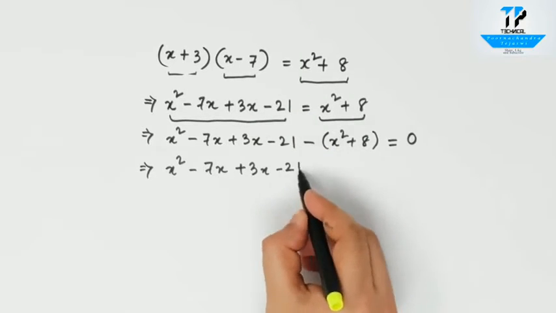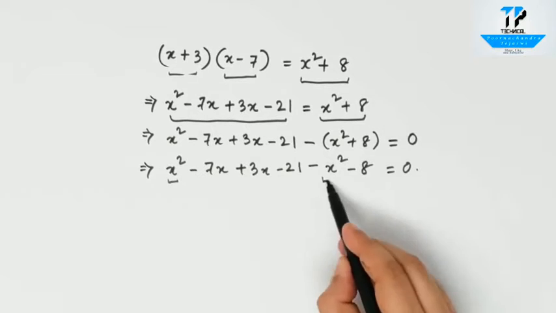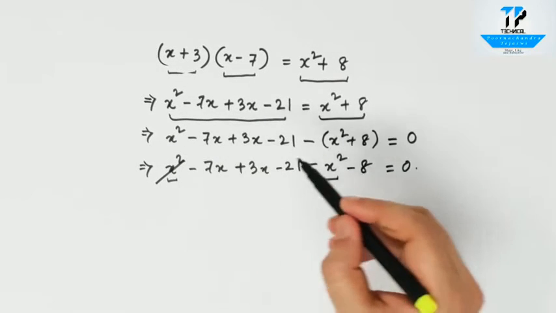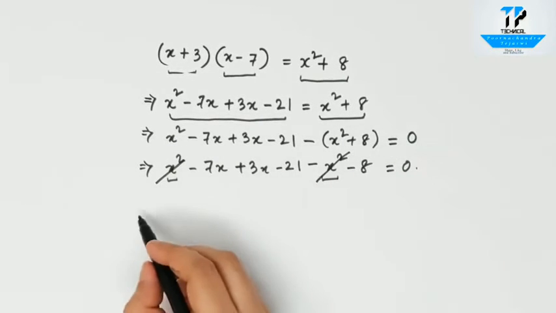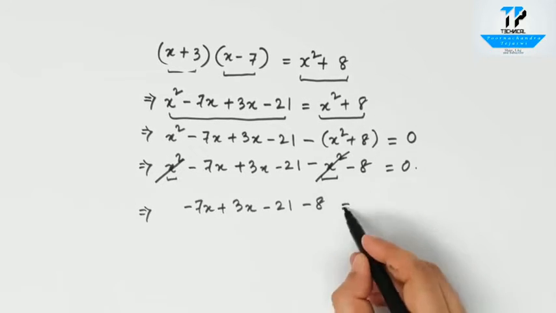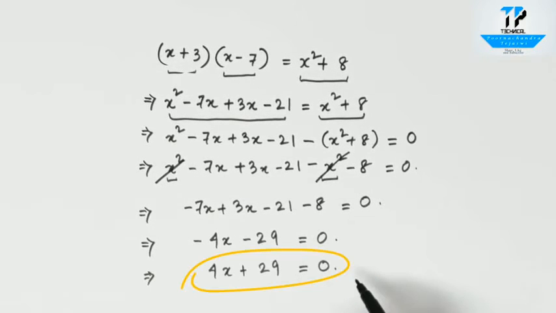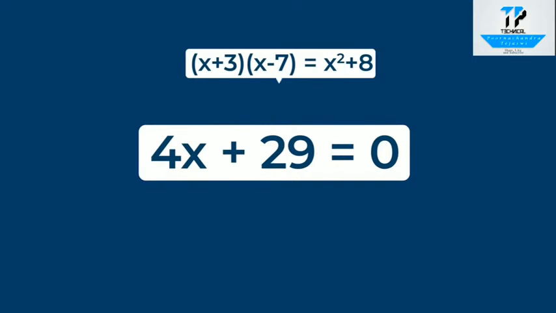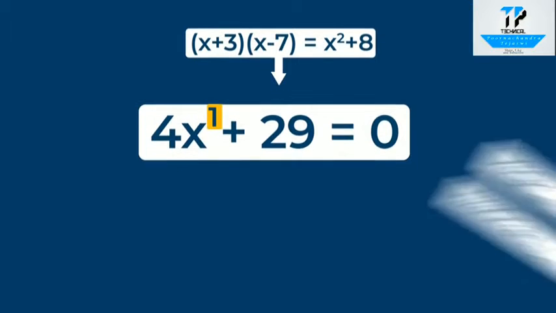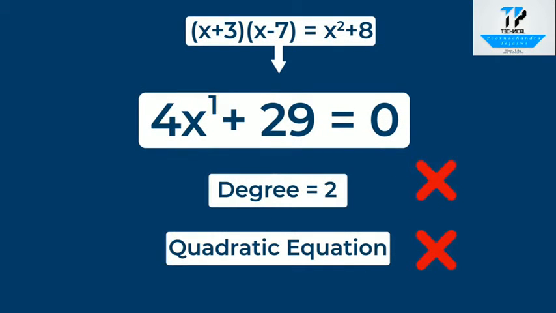Let's simplify the equation further. One x squared term gets cancelled by the other x squared term. So the equation simplifies to this. What's the degree now? Yes, it's just 1. So is this a quadratic equation? No. Hope you understood why.